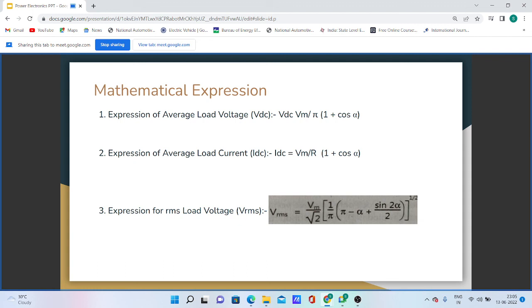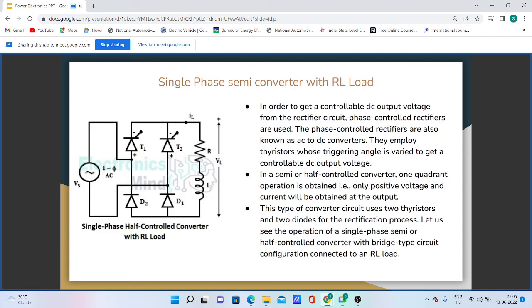Next expression is for RMS load voltage, that is VRMS. VRMS is equal to Vm by root 2, 1 upon pi in bracket, pi minus alpha plus sine 2 alpha upon 2. Next slide.